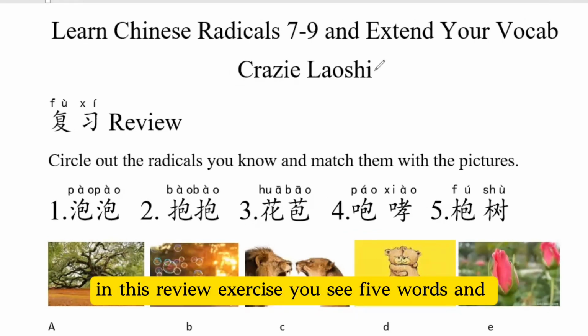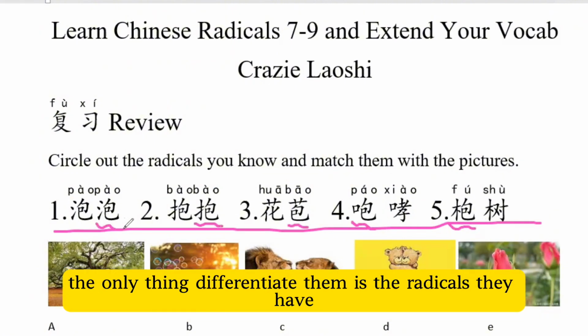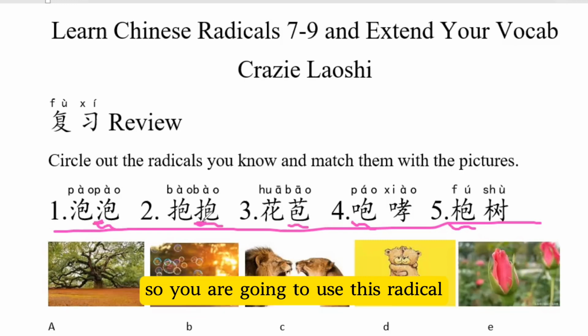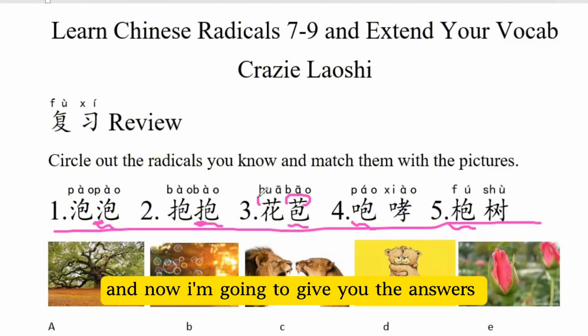In this review exercise, you see 5 words and they have characters that look very similar to each other. Okay? The only thing differentiating them is the radicals they have. So you are going to use this radical as a clue to guess their meaning, to differentiate them. Go ahead and pause. And now I'm going to give you the answers.